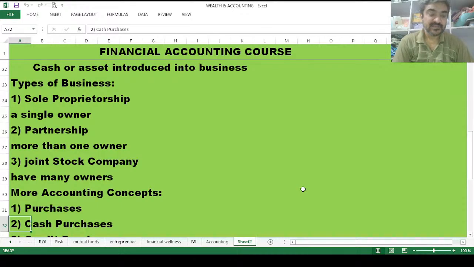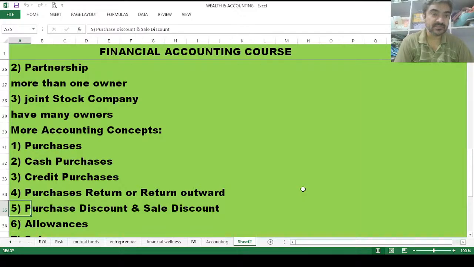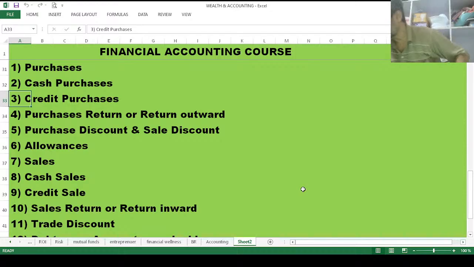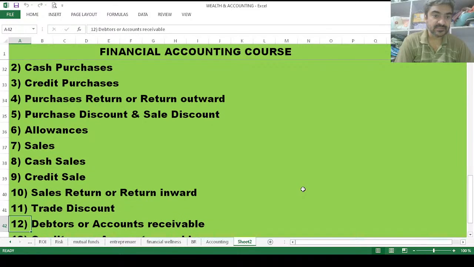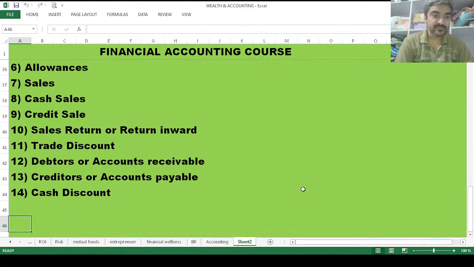Then in the second class yesterday we discussed some accounting concepts which included purchases, cash purchases, credit purchases, purchases return or return outward, purchase discount and sale discount, allowances, sales, cash sales, credit sales, sales return or return inward, trade discount, debtors or accounts receivable, creditors or accounts payable, and cash discount.